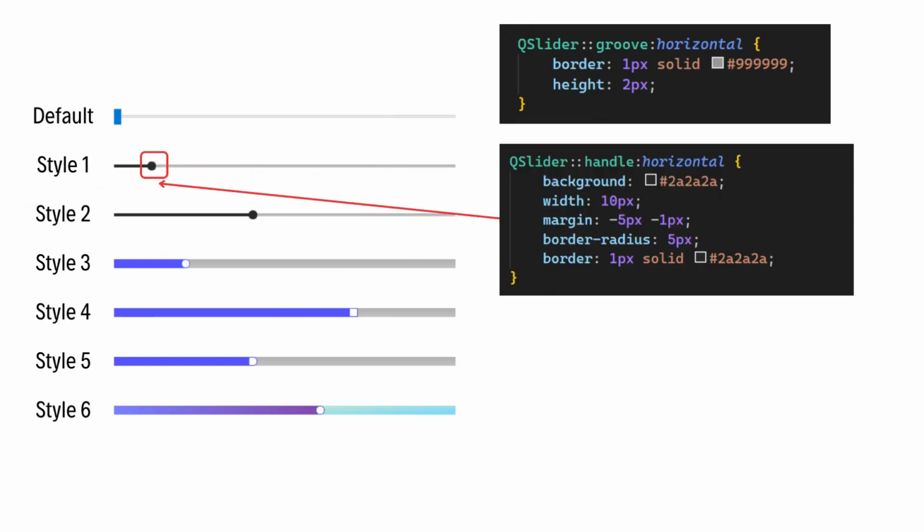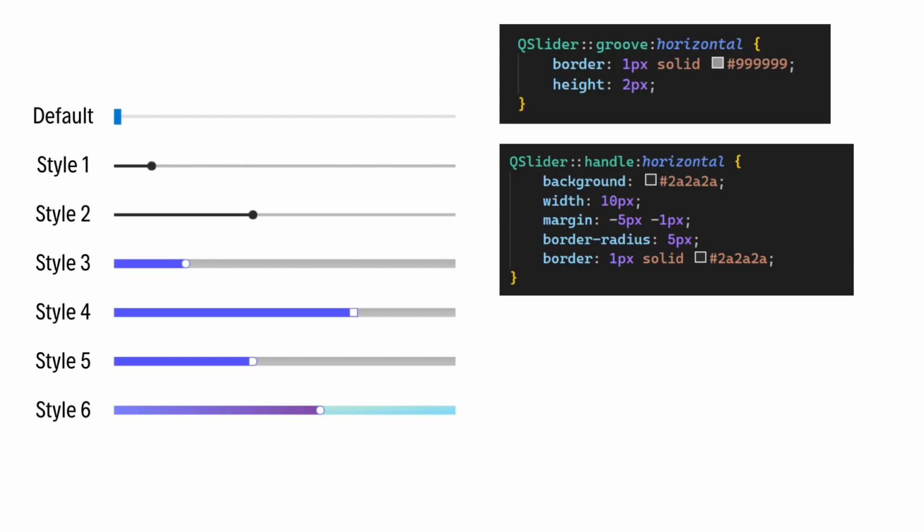Next, let's move on to styling the slider handle. The handle is the draggable part of the slider that users interact with. Here's how you can customize its appearance. In this code, we're setting the handle's background color to a dark gray, #2a2a2a, adjusting its width and margins for positioning, applying a rounded border radius of 5 pixels for a smooth look, and adding a 1px solid border for additional definition.